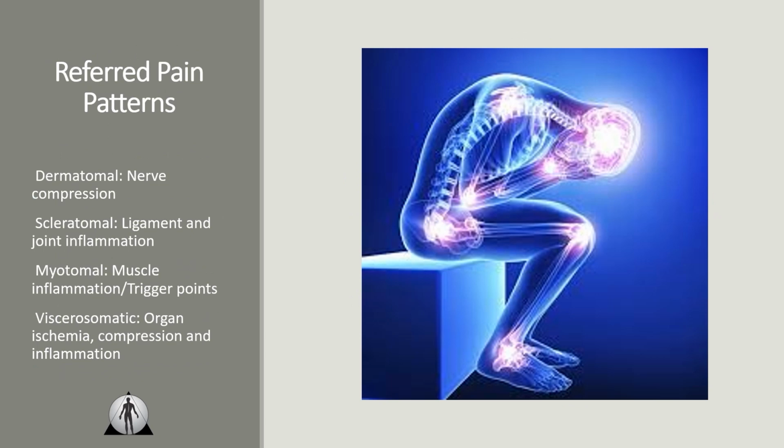The third pain pattern that we're going to talk about is what we call referred pain. Referred pain means that the pain is coming from a different area than where you feel it. We're going to talk about what are referred to as dermatomal pain patterns, which is nerve compression. Sclerotomal is when you start to irritate joints and ligaments. Myotomal is when we have irritation and trigger points forming in the muscles. And then viscerosomatic, which is pain projected from an organ system itself, usually because of lack of blood supply, compression, or chronic inflammation.